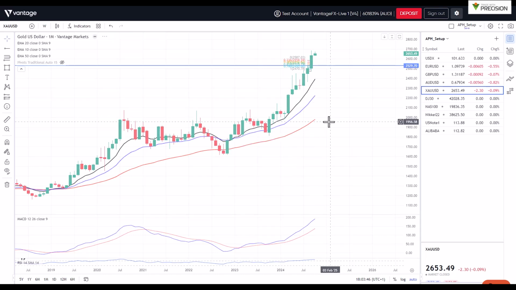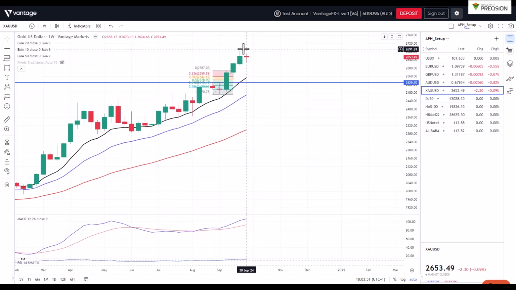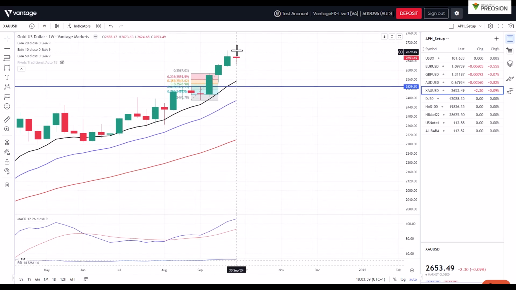However, when we look at it from a weekly perspective, it's not as overextended. But what I would comment on is that last week has produced a bit of an inside spinning top. What does that mean? It means that this can potentially lead to a reversal. So what I'm going to be doing this coming week is monitoring the highs and the lows of last week's candle to see if we break the low. If we break the low, we will then likely trigger a retracement down towards the moving averages.